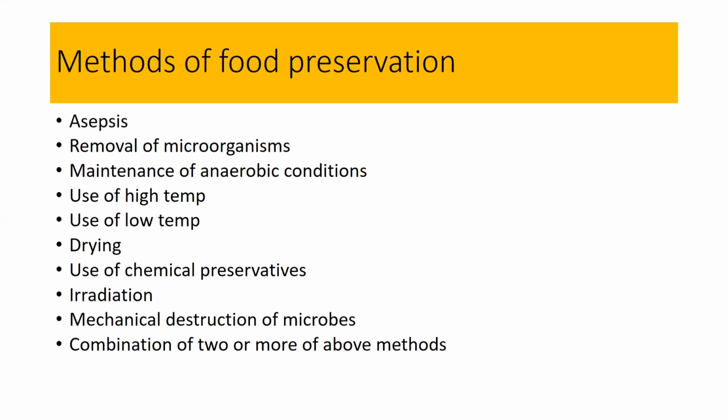The next method is maintenance of anaerobic condition. Complete filling, or evacuation of the unfilled space, or we can say the replacement of air by carbon dioxide or by an inert gas such as nitrogen, will bring about anaerobic condition, and because of the absence of oxygen, the microorganisms would be unable to germinate or grow, and this will help in preserving the food substances. Next methods are use of high temperature and use of low temperature.